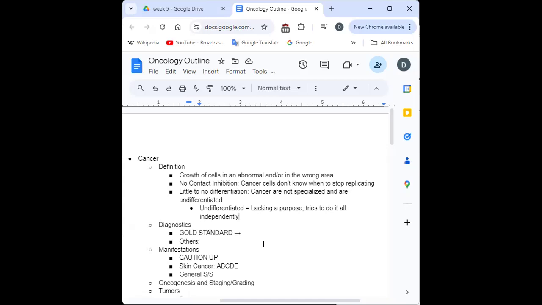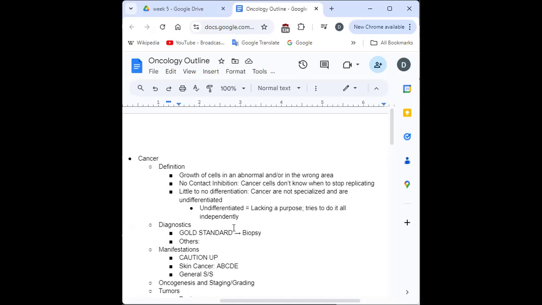What is important is understanding your gold standard for diagnostics and your manifestations. So what is your gold standard for diagnosing cancer? Yeah, it's going to be your biopsy. There are different types of biopsies, but a biopsy is essentially taking a sample of the cells from a certain place and then analyzing it. That's going to be the best way to determine staging and the disease process. So that's your gold standard.